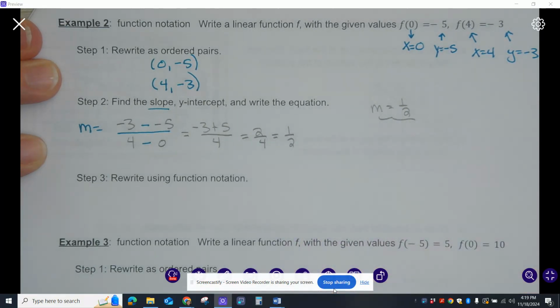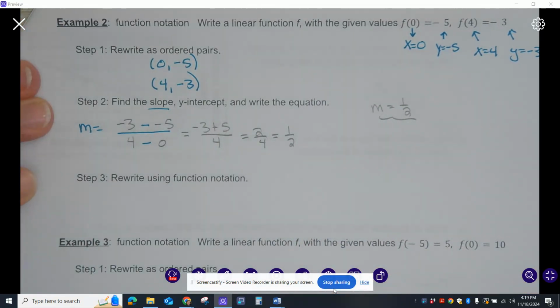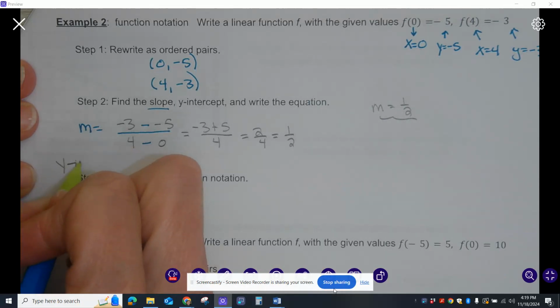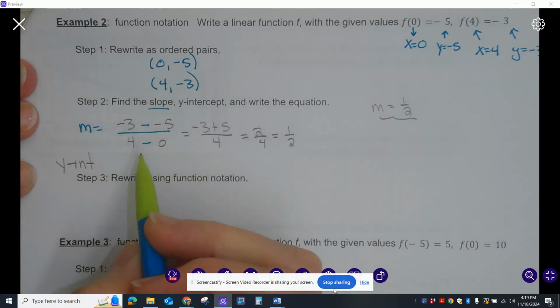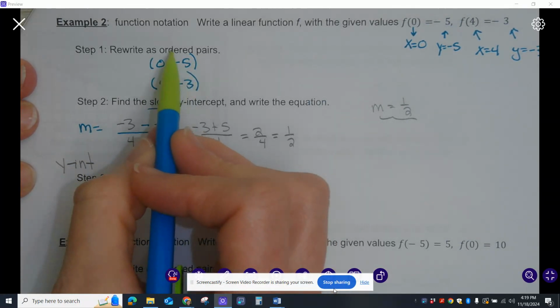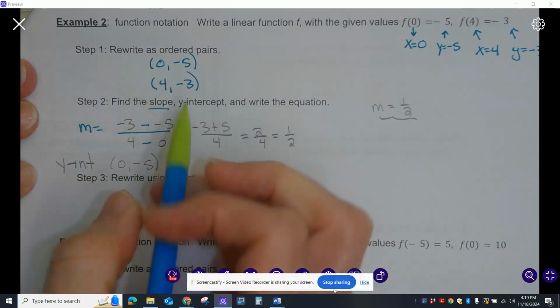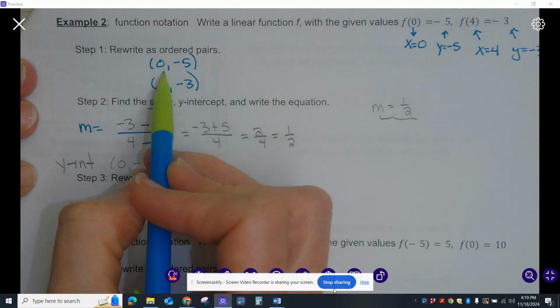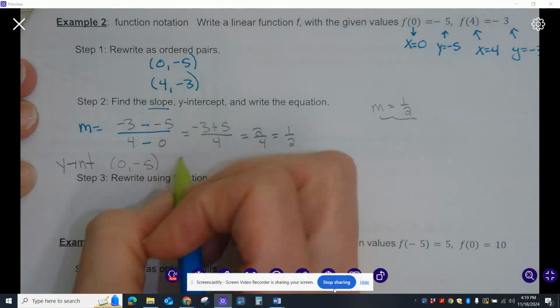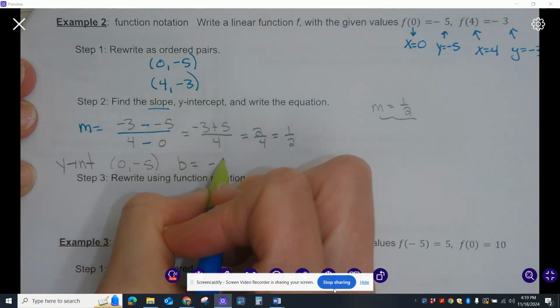That's important, and I'm going to use it when I write my equation. My y-intercept is this coordinate point right here. Because the x is 0, I know that is my y-intercept. That point is on the y-axis. So this means my b is -5.